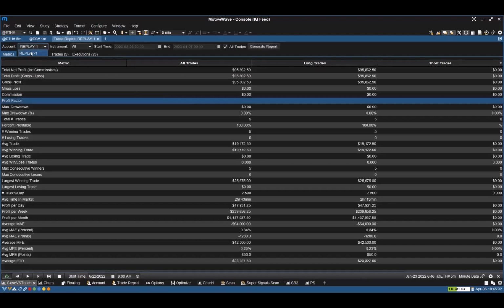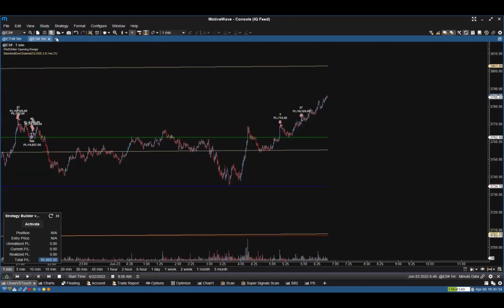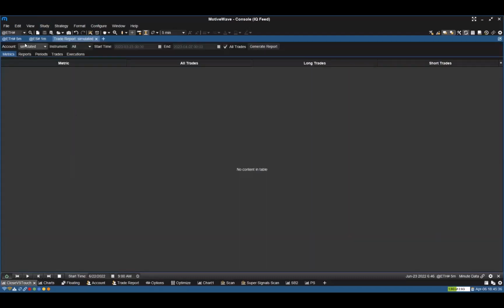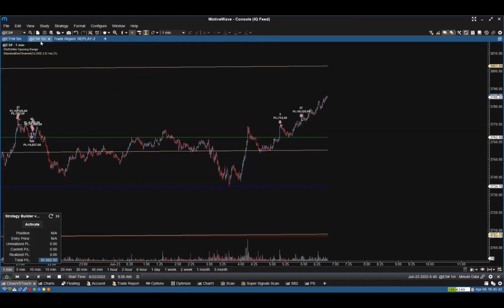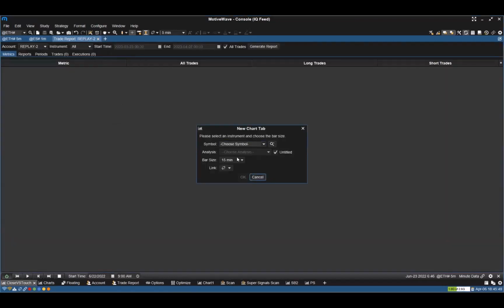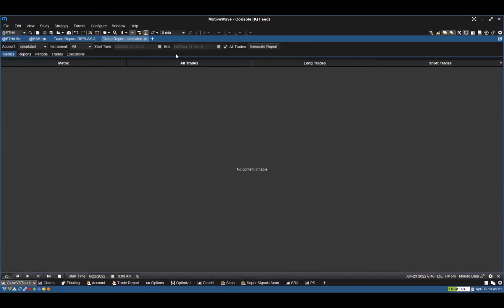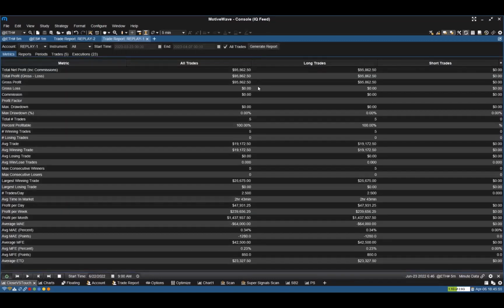One second, wrong account. Restart that. Trade reports. Replay 2, it must have been. No, I think it was replay 1. Oh, you know what happened? I think it might have been because I deactivated the strategy, so it forgot the results I had. Let me just try again. All results. I think that's the right one.